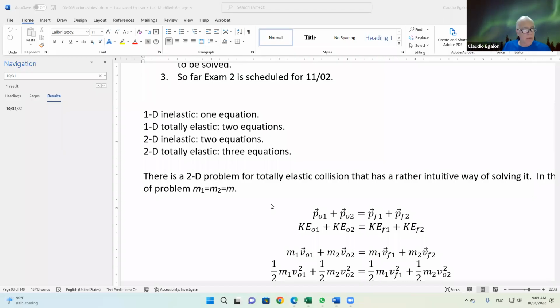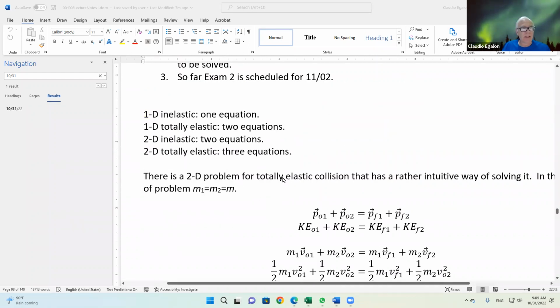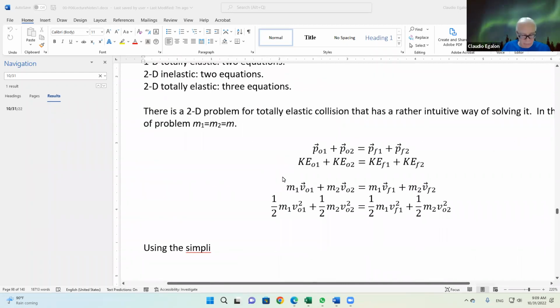Okay, today is October 31st, 2022. And I'm gonna do a quick example of 2D inelastic collision, a special case that has an interesting, easy solution, okay? A kind of qualitative solution. I'm not gonna solve it quantitatively. I'm just gonna solve it qualitatively.